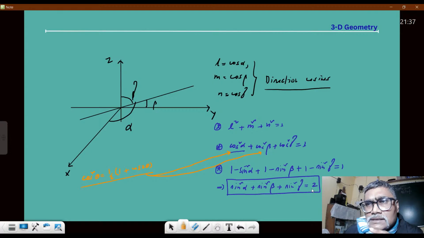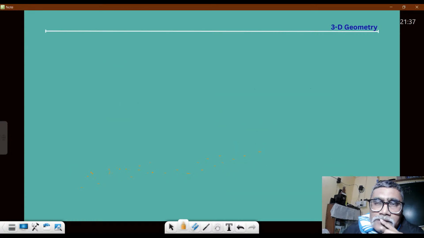So this is a very important thing about the direction cosines. Now, what is direction ratio? Direction ratios are also called direction numbers. If I consider these as direction cosines, then any numbers proportional to these are known as direction ratios.